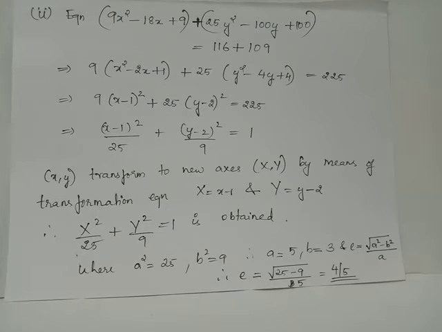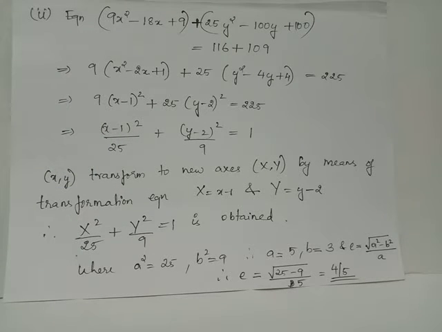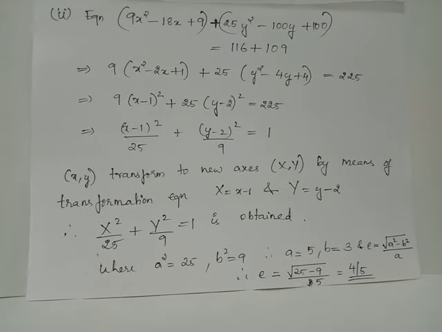By means of transformation equations, capital X = x − 1 and capital Y = y − 2, this equation of ellipse can be rewritten as X²/25 + Y²/9 = 1. By doing so, we have transformed from the original axis small x small y to a new axis capital X capital Y. We will evaluate center, foci, directrices and length of latus rectum for this ellipse with respect to axis capital X capital Y.